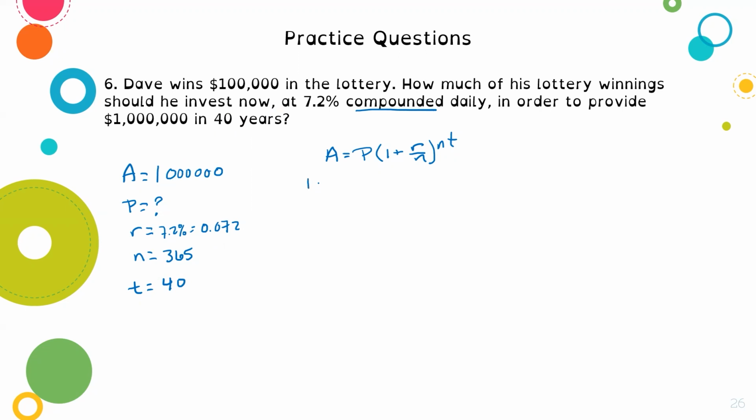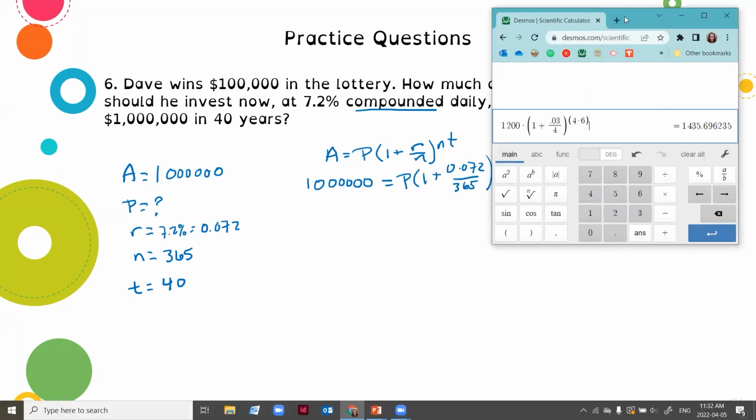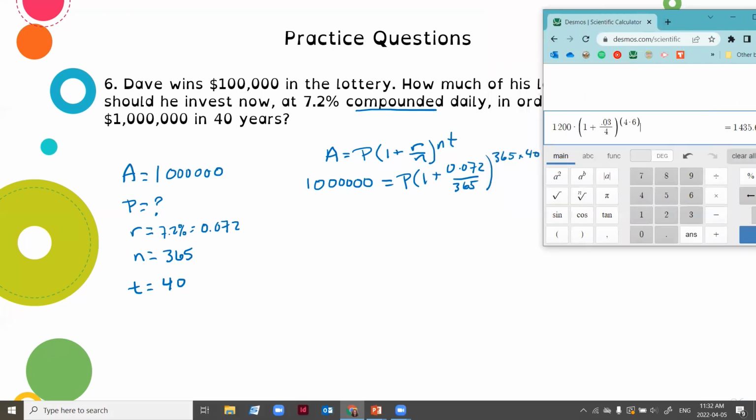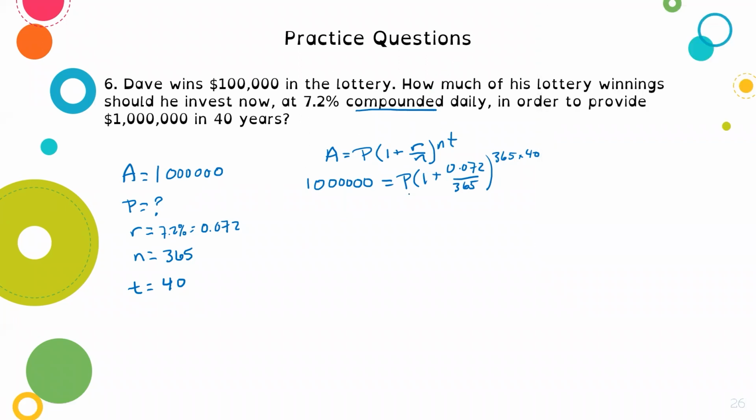Okay, so then we're looking for P. We're going to do 1 million for our A. You have to make sure that you have enough zeros. 1,000,000 is equal to P times (1 plus 0.072 divided by 365), all to the exponent 365 times 40. Now, we can, as always, go through and do these calculations individually, but because our numbers are big, we're dividing by big numbers, and we're going to have a big exponent, it is probably best to put it all into your calculator in one go. Oh, but I forgot, sorry, my bad. I want to isolate for P, so I'm going to divide both sides by this big, ugly mess.